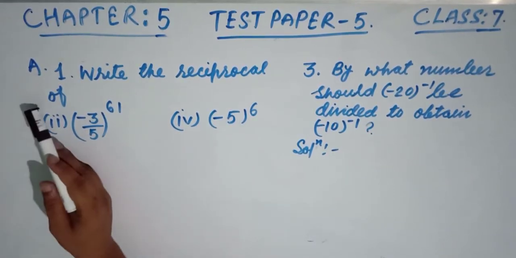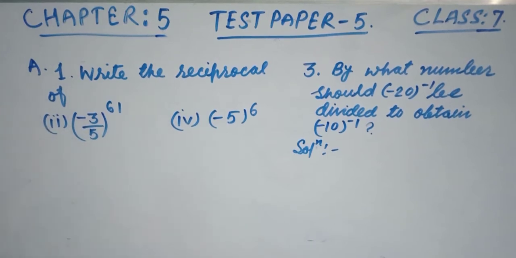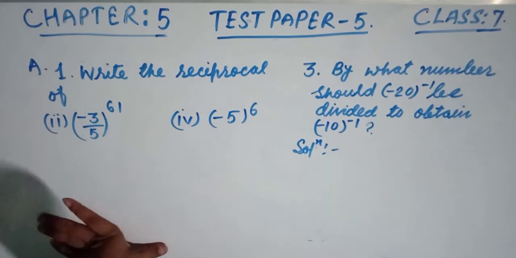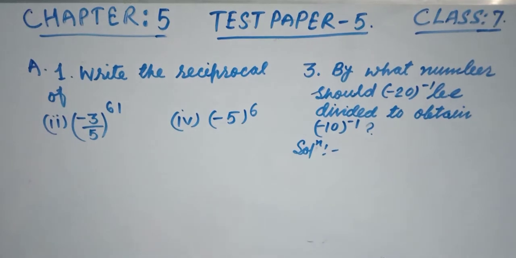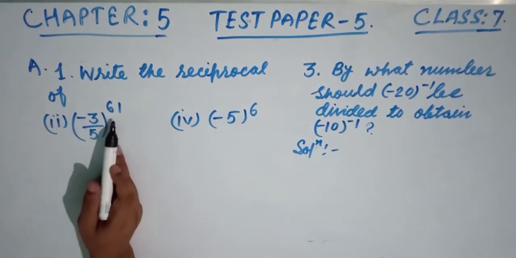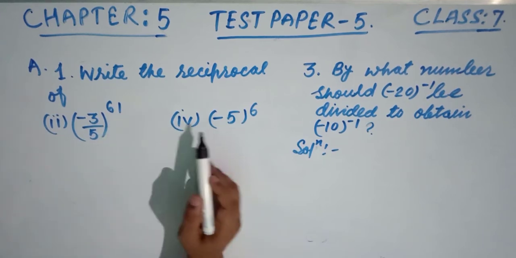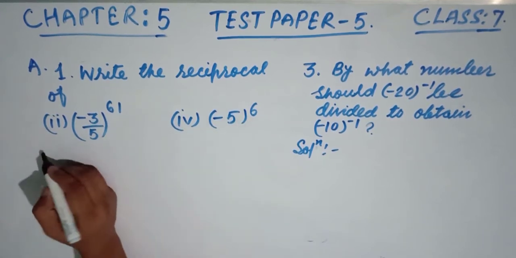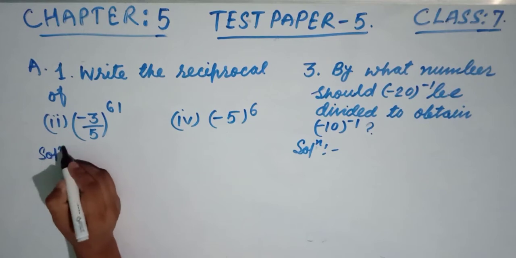In group A there are 6 questions. We have taken firstly 1 and 3. So first, see friends, question number 1 says: write the reciprocal of (-3/5) raised to the power 6, and 5 raised to the power 6. Now what about the reciprocal, friends?